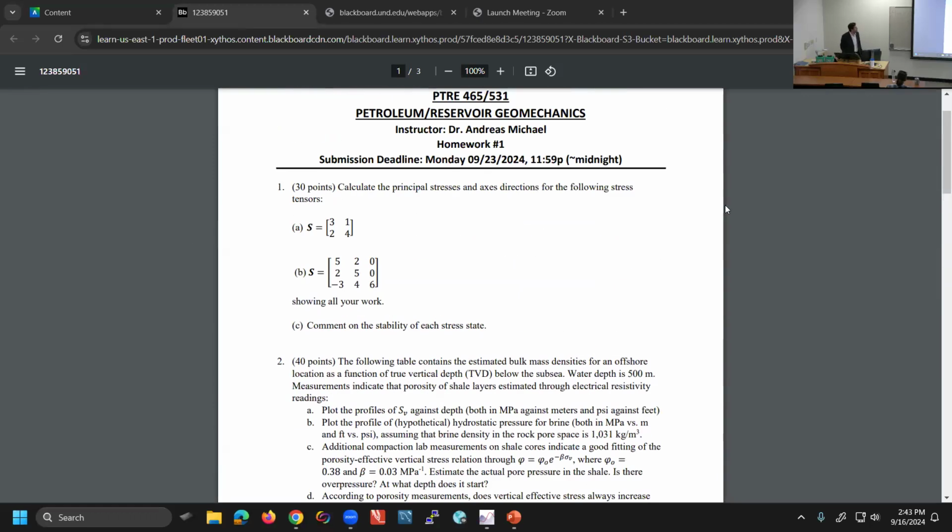Okay, for question number 1, I think it's pretty clear. Principal stresses, you do the eigenvalues. Principal directions, you do the eigenvectors. Fairly straightforward. Comment on the stability of each stress state, I think it's pretty straightforward.